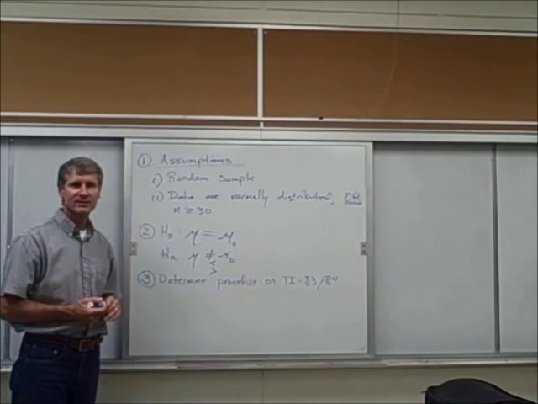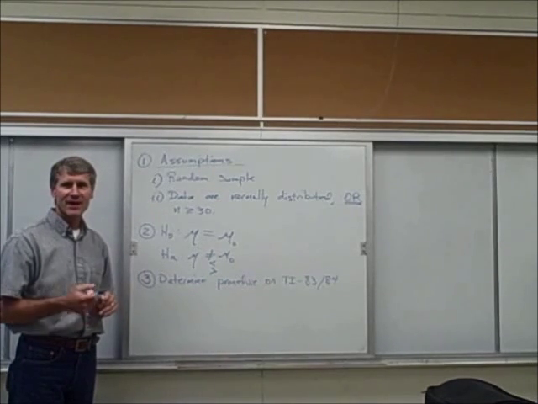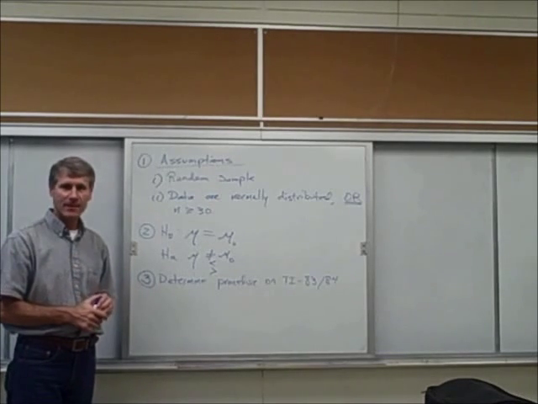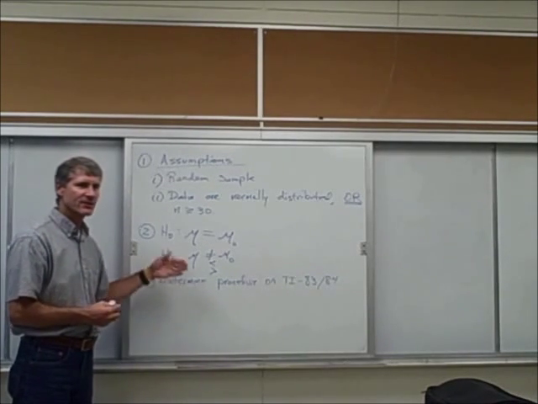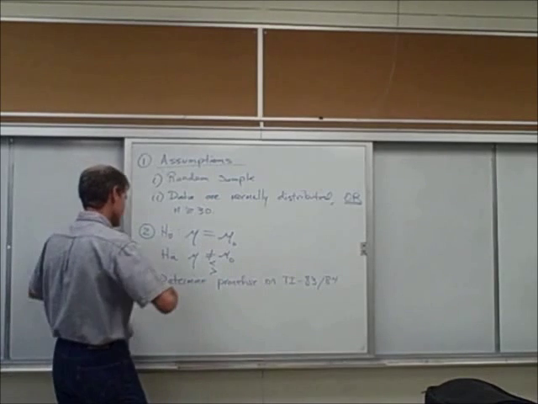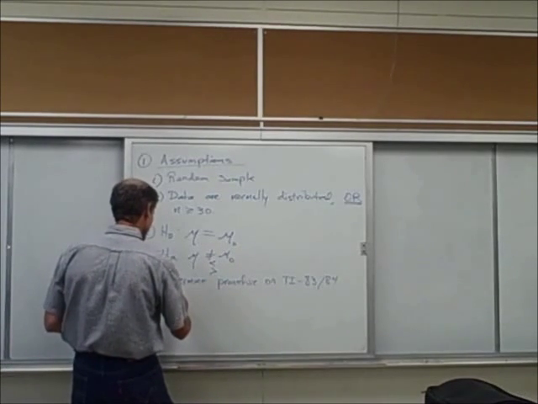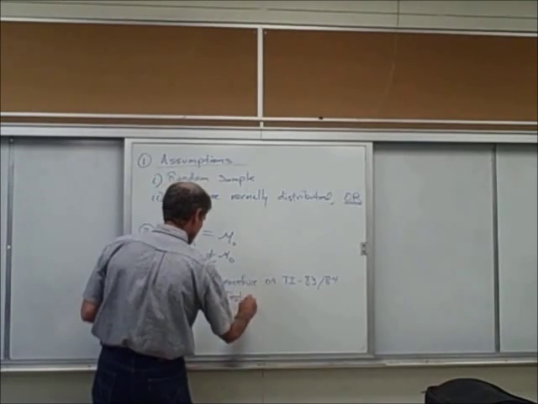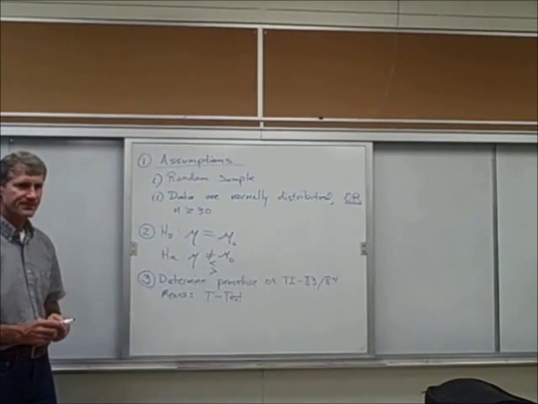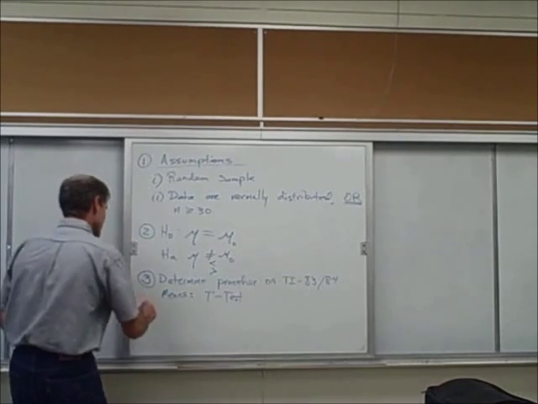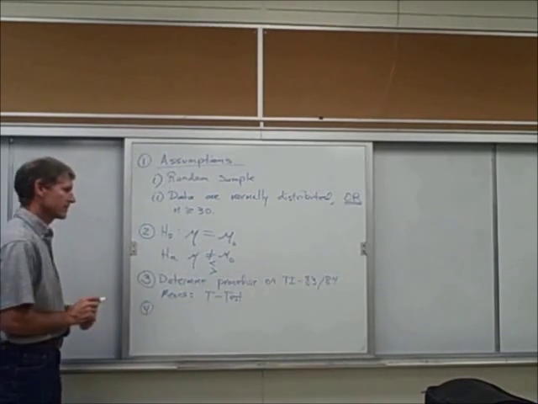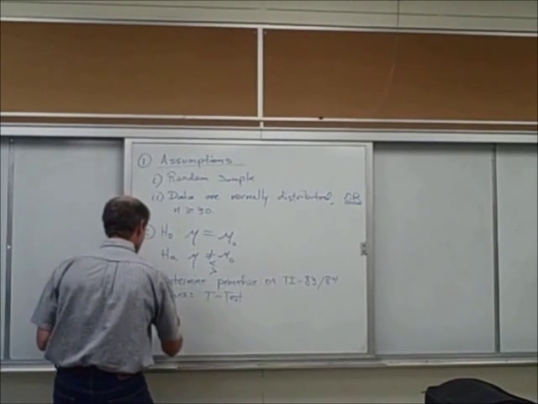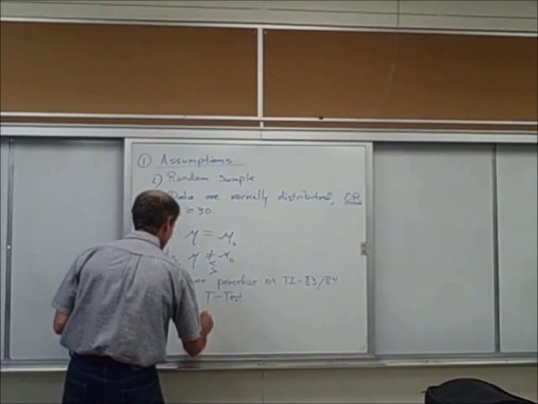Guess where we're going to go? The calculator always replaces the int with test, right? So instead of going to T interval, we're going to go to T test. So for one sample means problems, we'll go to T test. The fourth step is to compute the test statistic and the p-value.